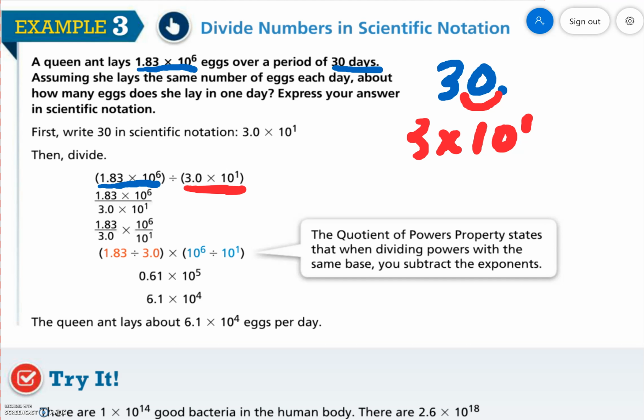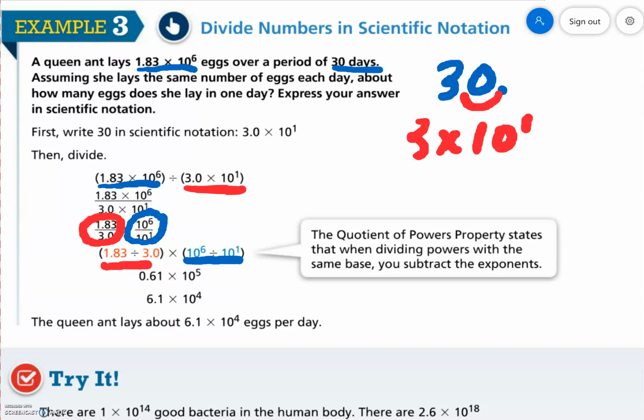Now to divide, we can put it as a fraction. You divide the numbers, so 1.83 divided by 3.0. And then we divide the tens with their exponents. Following division, we've got 1.83 divided by 3.0. It gives us 0.61.